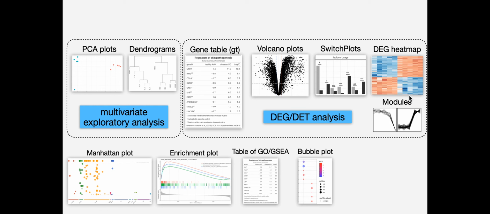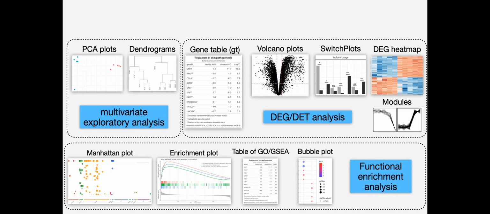We have heat maps, and from those heat maps, we capture modules of coordinately expressed genes. And then in the last lecture, we went through lots of different functional enrichment analyses, which generate many other kinds of graphical outputs very different from these, right? So we had Manhattan plots of different enriched terms from various gene ontology categories.